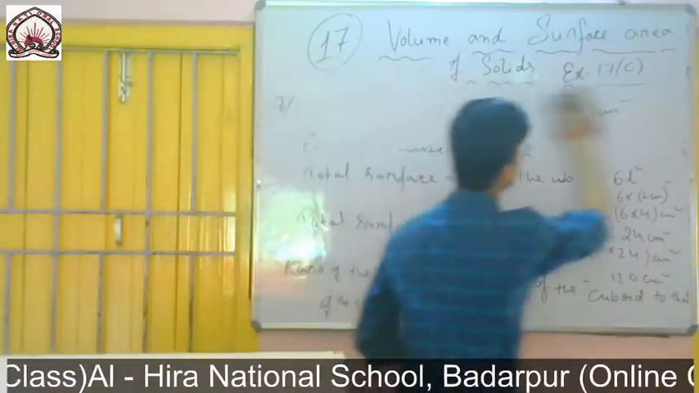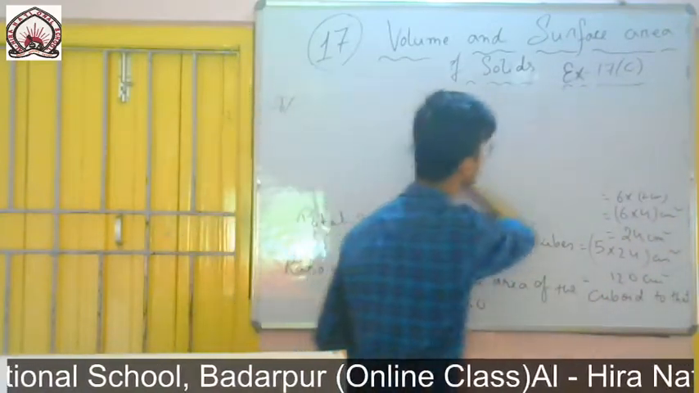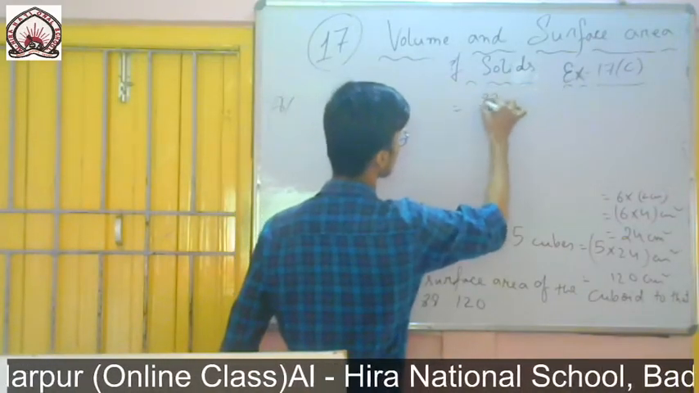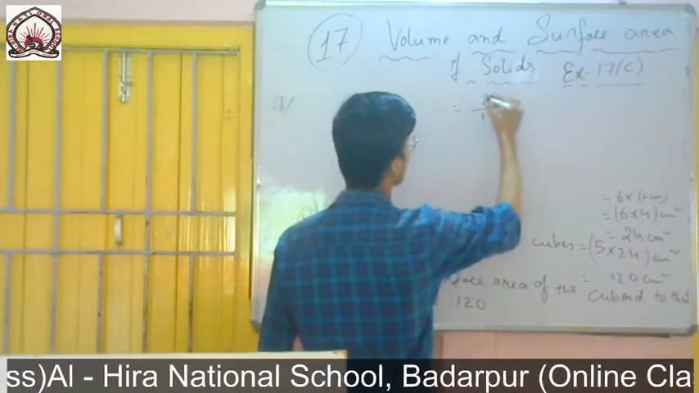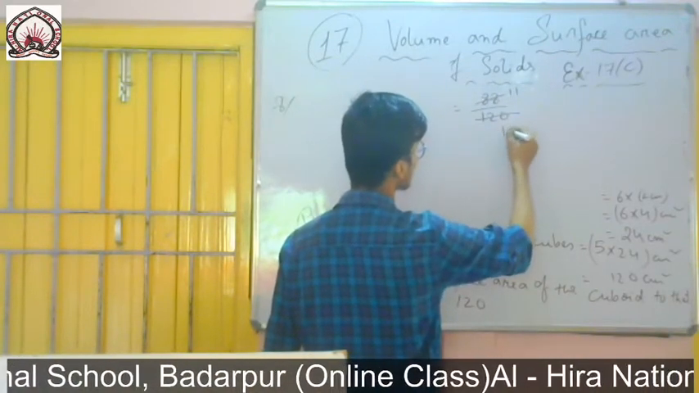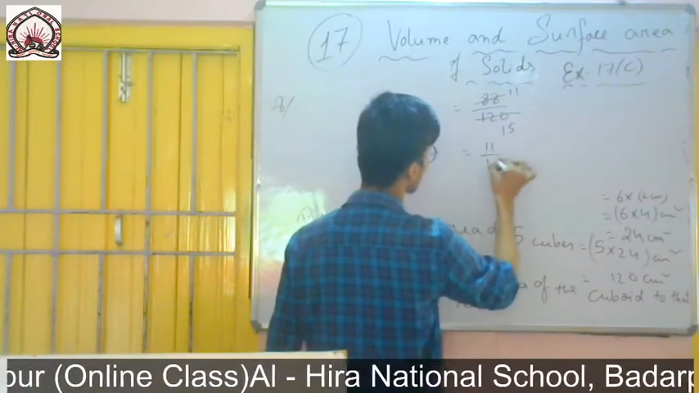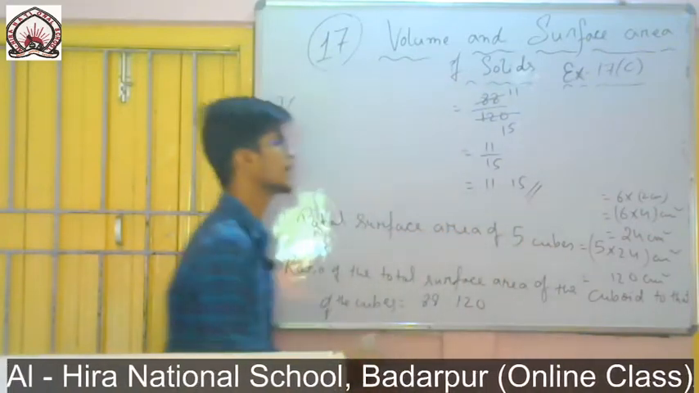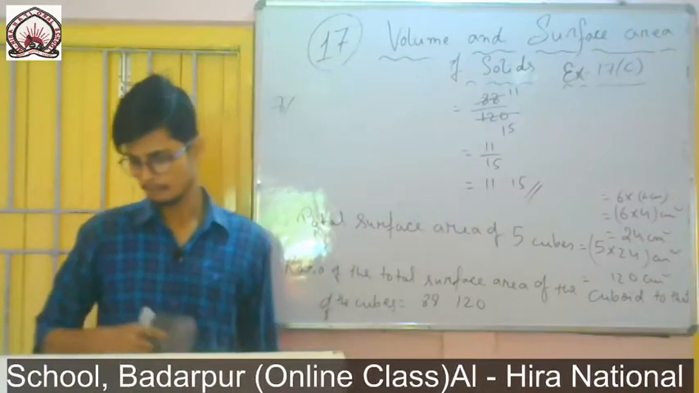So now I will solve this one. 88 is to 120, it means 88 by 120. 8 11s are 88 and 8 15s are 120, that means 11 by 15, which is equal to 11 is to 15. So this is the required ratio, 11 is to 15.